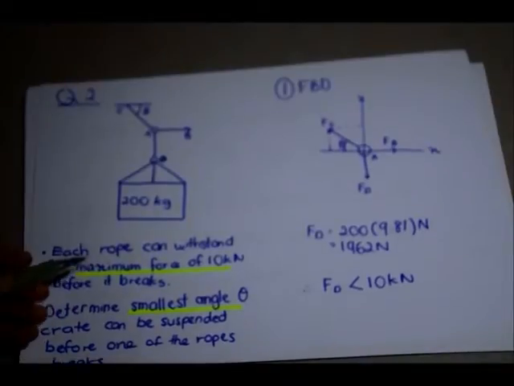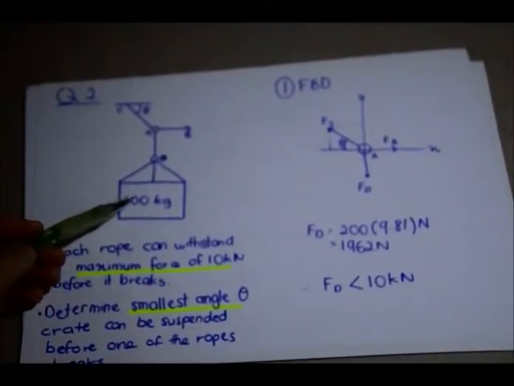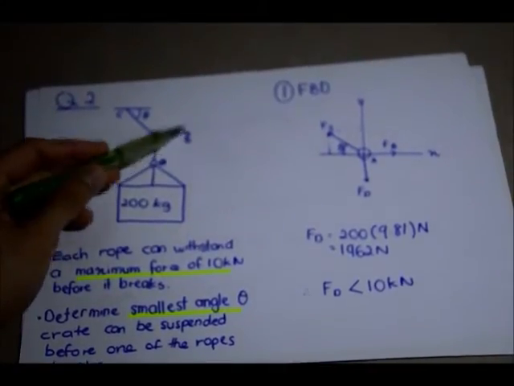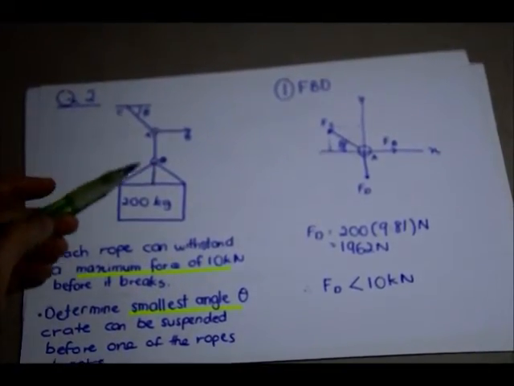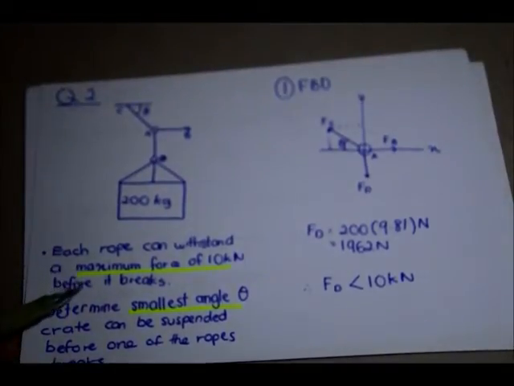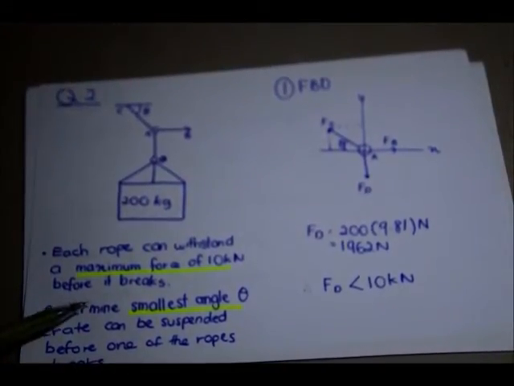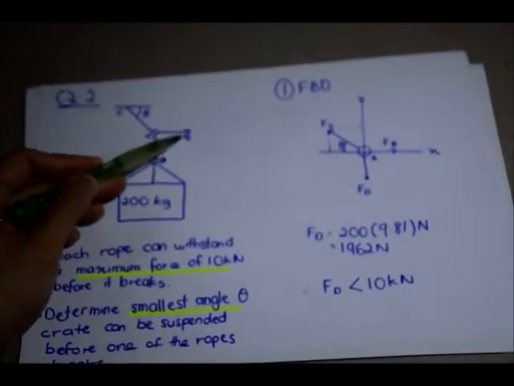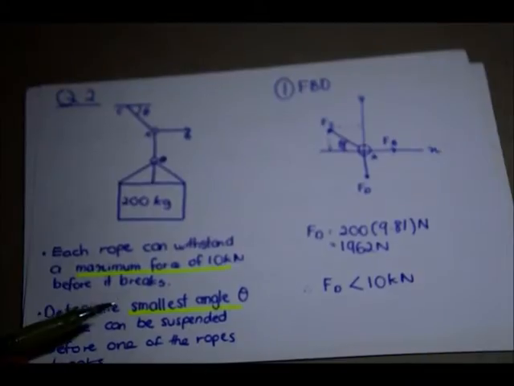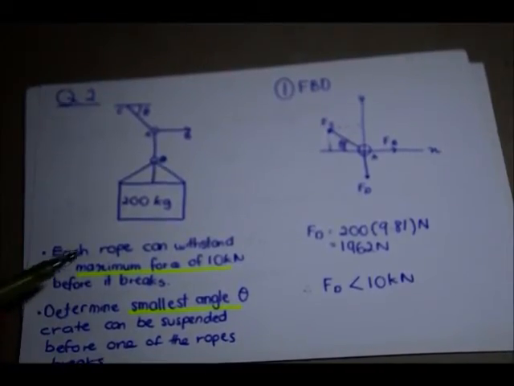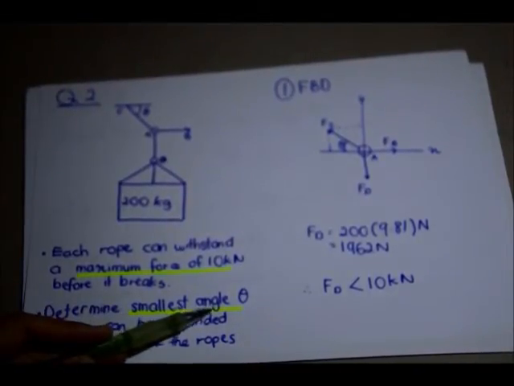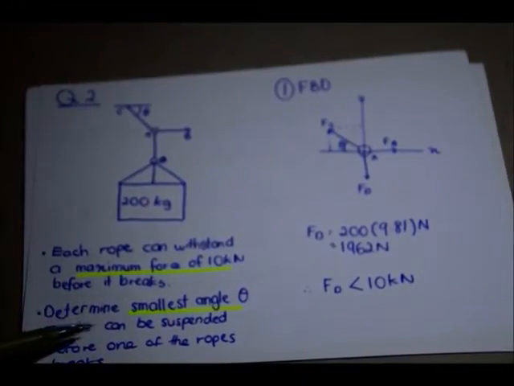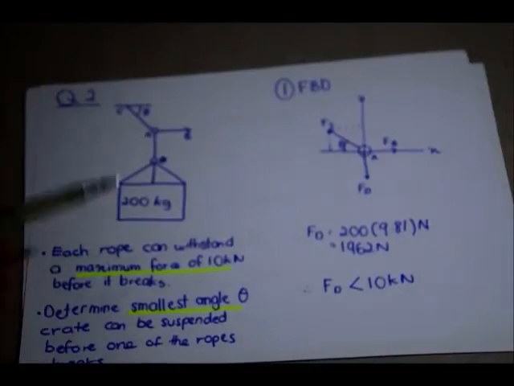In this question, we can see that a 200 kg crate is suspended using the ropes AB and AC. Each rope can withstand a maximum of 10 kN before it breaks. Here, AB always remains horizontal. So, in this question, we need to determine the smallest angle theta that the crate can be suspended at before one of the ropes breaks.